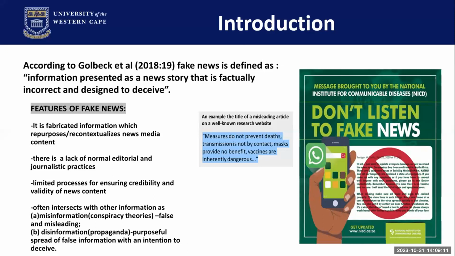Now, in terms of the articles which were rife during the COVID pandemic, I would like to share one title which might create alarms. For example, one of the titles in a leading research institute read, "Measures do not prevent deaths, transmission is not by contact, masks provide no benefit, and vaccines are inherently dangerous." Now, in terms of the information which we trust from certain research websites, we need to be able to verify this. And during the pandemic, this became problematic.